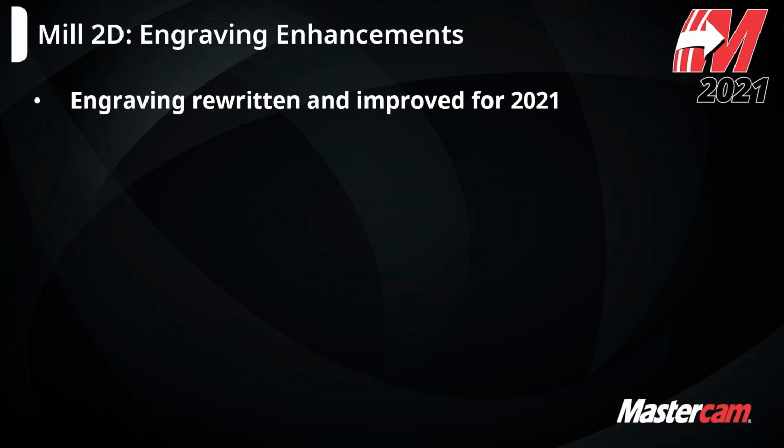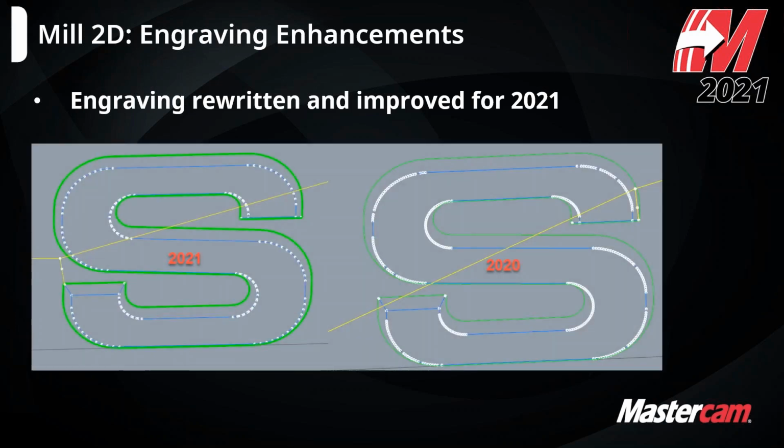When we talked about raster to vector being redone in the last webinar, we also redid the engraving algorithm, or how the toolpath is calculated in Mastercam. It was hard for me to find a good example of how this looks different, and you won't necessarily see a motion difference in Mastercam's backplot or Verify.